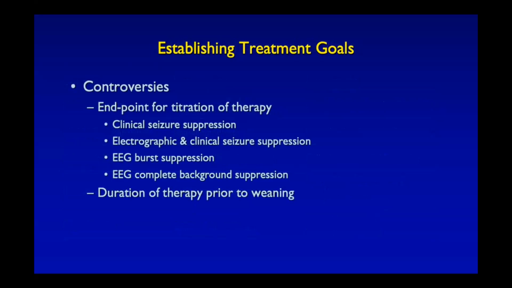Establishing clear treatment goals during refractory status epilepticus therapy is paramount. There are controversies, such as the right endpoint for titration of therapy. Should it be clinical seizure suppression, electrographic and clinical seizure suppression, EEG burst suppression, or EEG complete suppression? And what should be the ideal duration of therapy prior to weaning? Typically in my institution, it is 24 to 48 hours.